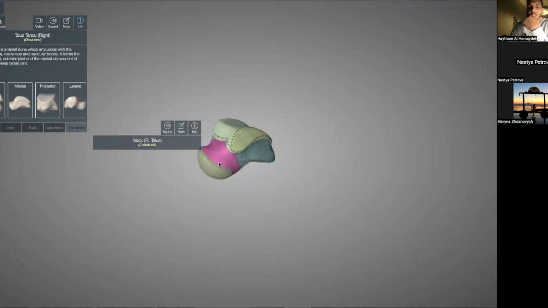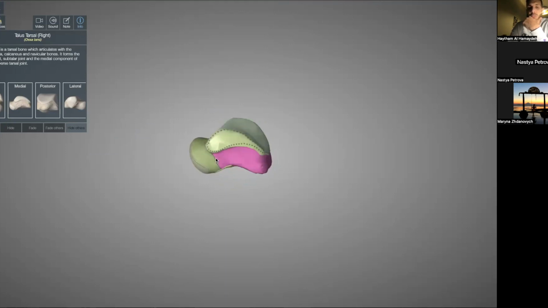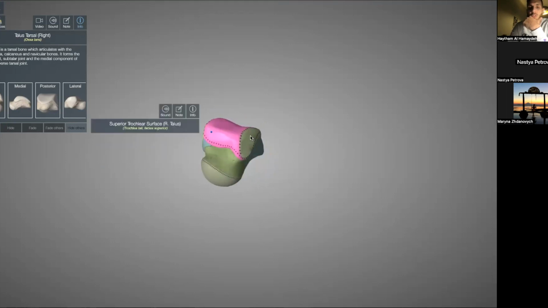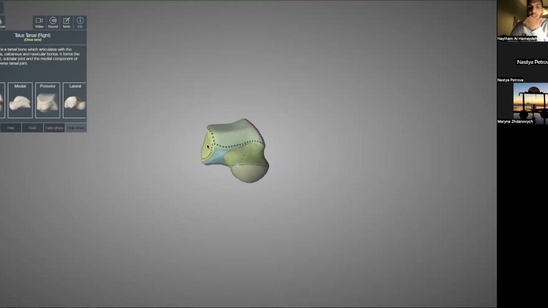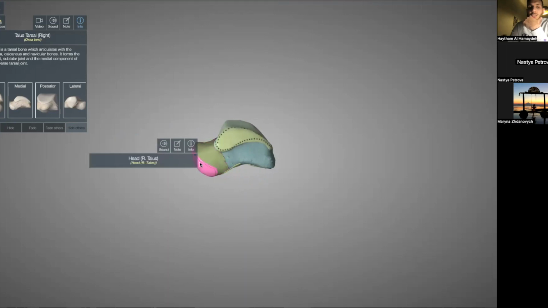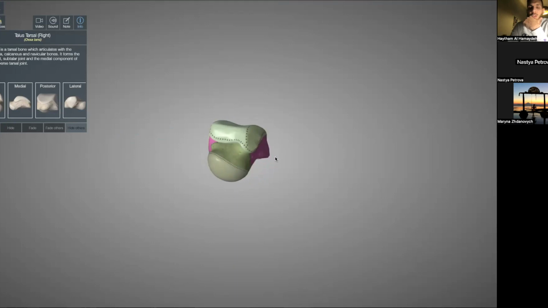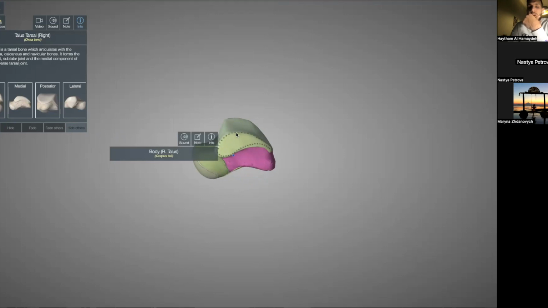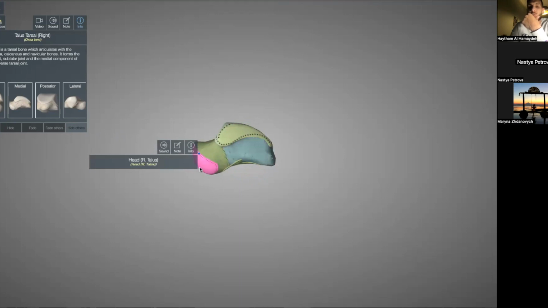You have the neck of the talus, the head of the talus, and this is the body. Again: trochlear surface, medial malleolar facet, lateral malleolar facet, neck, head, and body of the talus. We know what it articulates with superiorly in the ankle joint. The head of the talus is involved in the talonavicular joint.